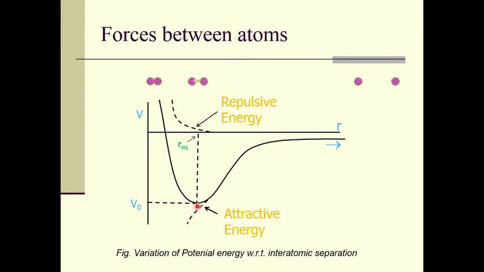formed. Further, if we reduce the separation between two atoms, the repulsive energy becomes dominant over the attractive energy, and because of that the potential energy rises suddenly. So there is a sudden rise in the potential energy because of this. So at the equilibrium separation there is a balance between the two energies, right? So here at R equilibrium there is a balance between two energies, and because of that the potential energy is minimum and we can say the bond is formed.